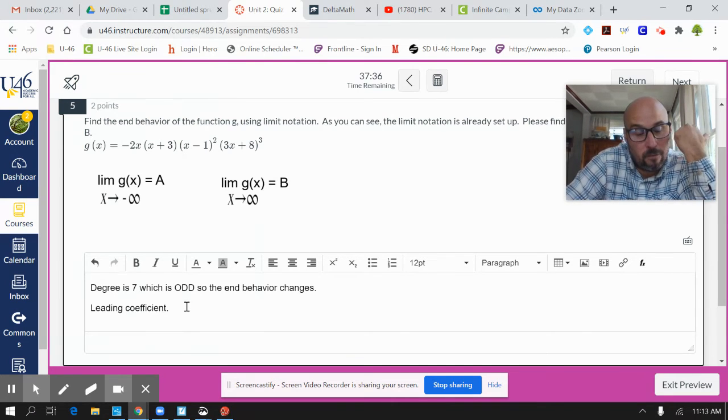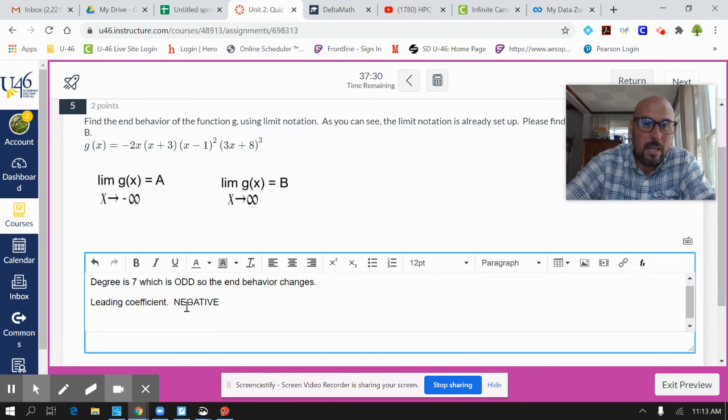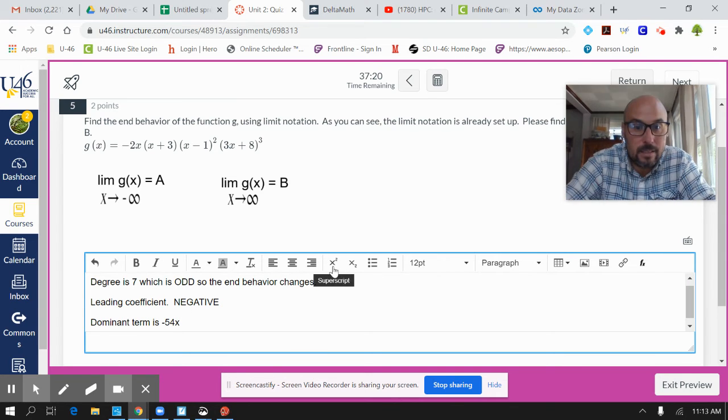It's negative 54 x to the seventh, but the key thing is that it is negative. Why does that even matter? Because that is the dominant term. The dominant term is negative 54 x to the seventh, and then it's plus or minus the rest of that polynomial, whatever it is, if you multiply it all out. But the term that dominates all other terms is this one.